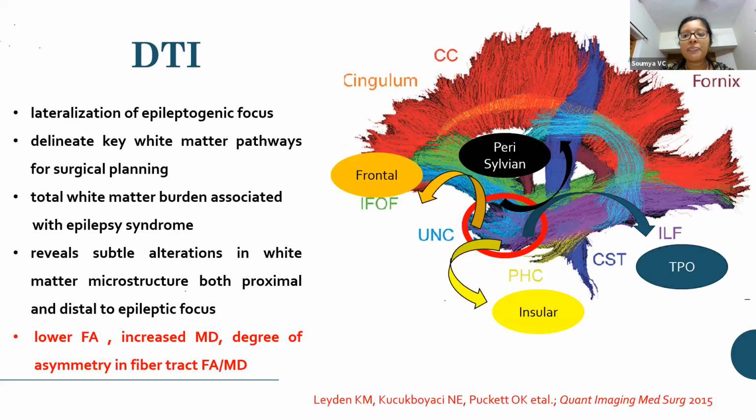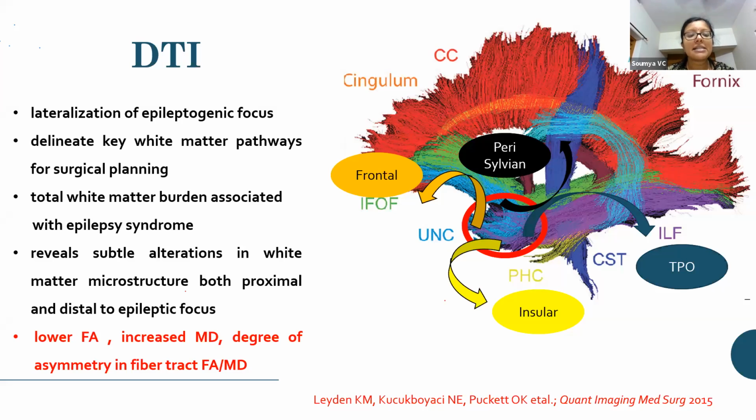most of the cases. So special imaging modalities will be required, of which diffusion tensor imaging is of much use in temporal lobe epilepsy, because it helps to identify which particular association tract is involved in each of these patients. DTI tractography studies help in lateralization of the epileptogenic focus, and also help to delineate the key white matter pathways for surgical planning, for example, the optic tracts, so that we can avoid resecting that area.